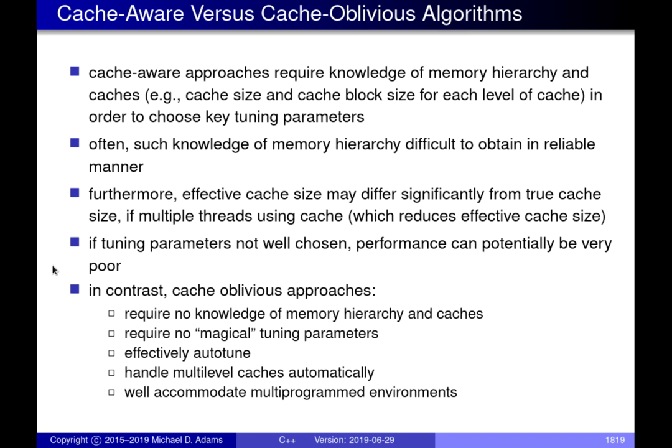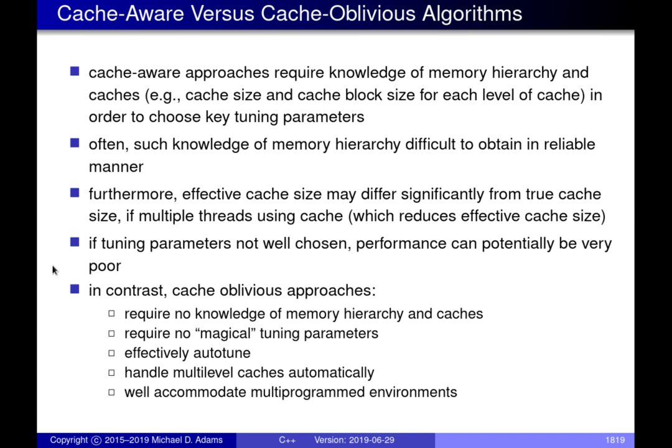Now, there are some practical problems associated with this sort of approach. One of them is it can be difficult to obtain these cache parameters in a reliable manner. Sometimes these parameters can be determined with the help of some special CPU instructions that allow you to get information about the cache that's provided by the CPU. But even if you have such functionality available, there's another problem, which is that sometimes the effective parameters that you observe are different from the true parameters of the cache.